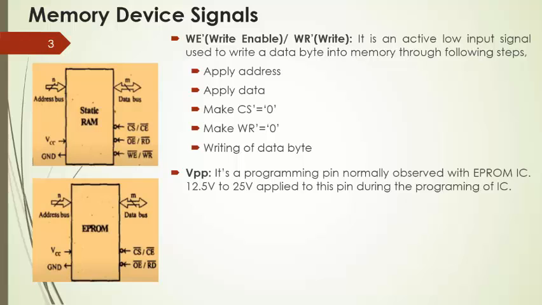Then VPP. The VPP signal most of the time you will find with ROM kind of IC. It is a programming pin normally observed with EEPROM ICs, where we connect 12.5 to 25 volt to this particular pin during the programming of the IC.